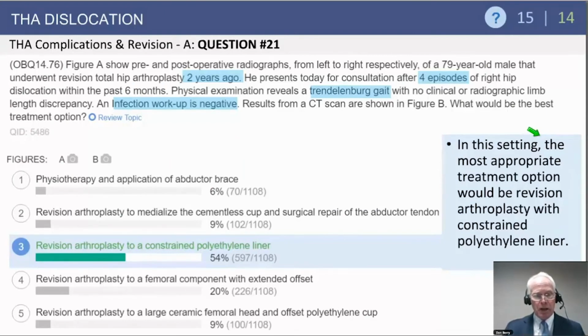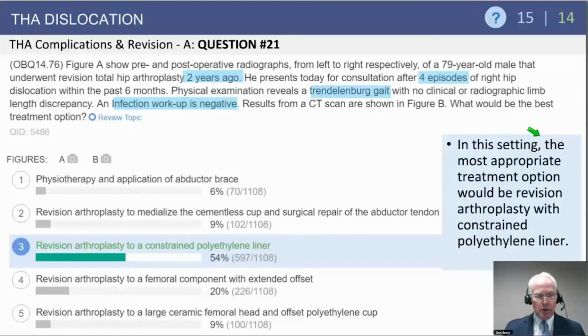An alternative answer in this day and age, I suppose, could be revision of this cup to a dual mobility implant if there was a compatible internal liner. The distractors, physiotherapy and application of an abductor brace, are unlikely to help if there have been 4 dislocations. Revision arthroplasty to medialize the cup would not help. Medializing the cup actually would make the problem worse, although repairing the abductors could help with the abductor deficiency. That would probably not be sufficient.